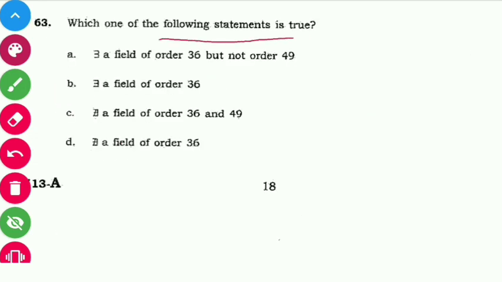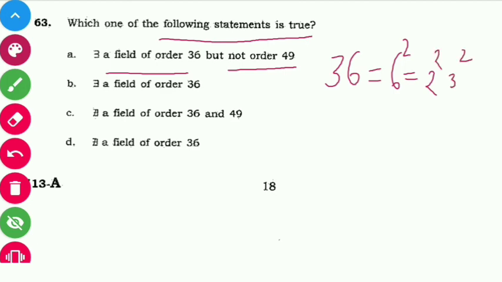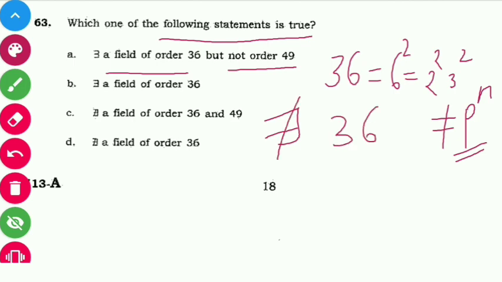Which one of the following statements is true? The first statement is there exists a field of order 36 but not of order 49. So clearly this is not true, because 36 is just equal to 6 square, which is equal to, now 6 is just 2 into 3, so this is 2 square into 3 square, which is clearly not p raised to n for some prime p, है ना. अभी हमने देखा था कि ऑर्डर ऑफ अ फील्ड हमेशा p raised to n ही होता है. So there does not exist a field of order 36, but this says that there exists such a field. So clearly this is not true.